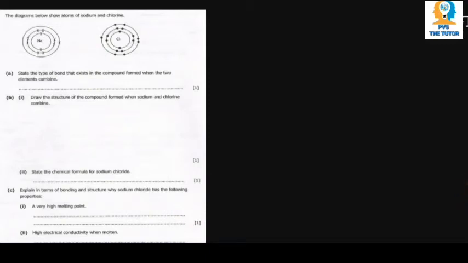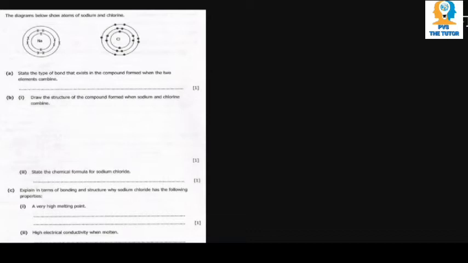Under chemistry I've got some questions. These are 2019 questions, and the question goes: the diagram below shows atoms of sodium and chlorine. So you know that sodium is a metal and chlorine is a non-metal. Sodium being a metal, it loses electrons. Chlorine being a non-metal, it accepts what? Electrons from a metal.